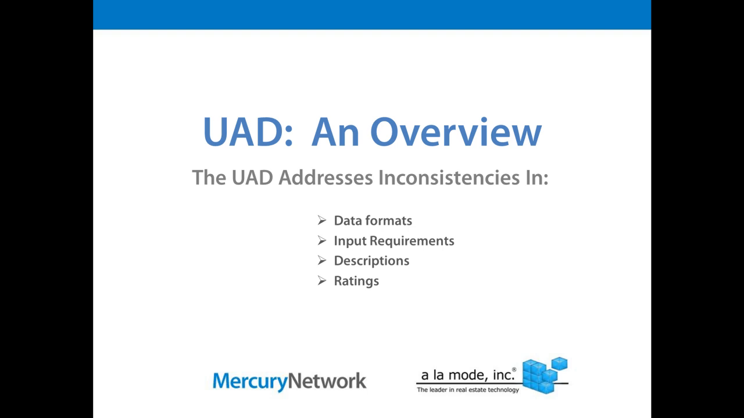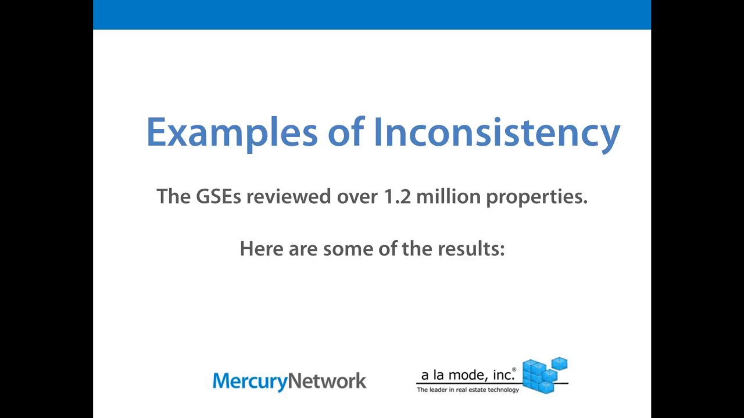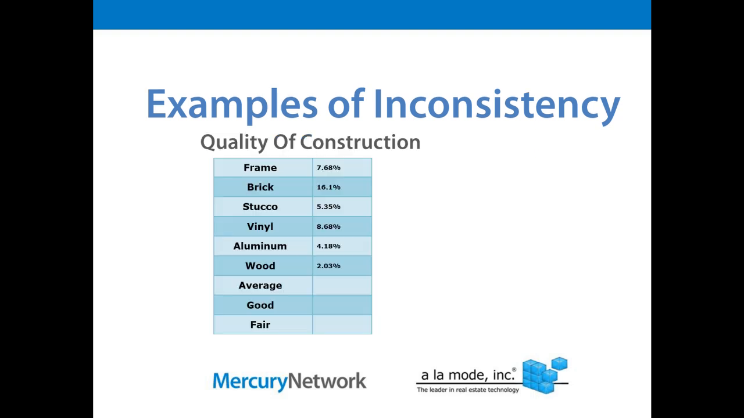descriptions, and ratings. It's also going to standardize a lot of the information so that all appraisers are turning in the same information essentially. It improves data integrity related to home values. It strengthens the loan and underwriting process by promoting a more consistent view and understanding of appraisal data, and it supports processes to manage and mitigate risk. In other words, the GSEs are looking for more consistency. As part of the inconsistencies that they were dealing with, the GSEs reviewed over 1.2 million properties, and here are some of the results that they found.